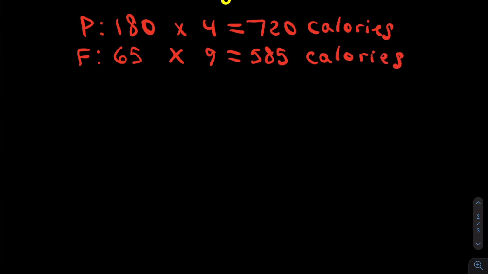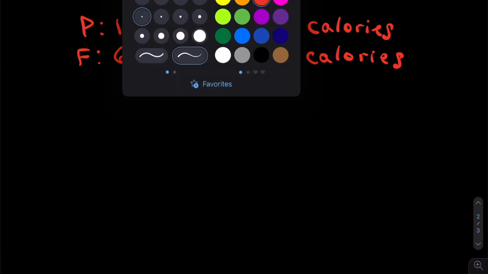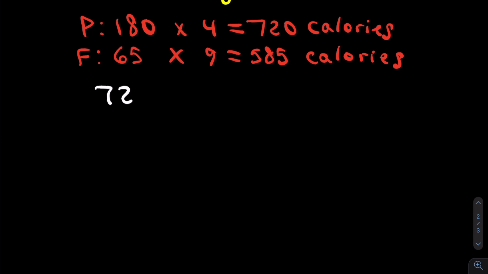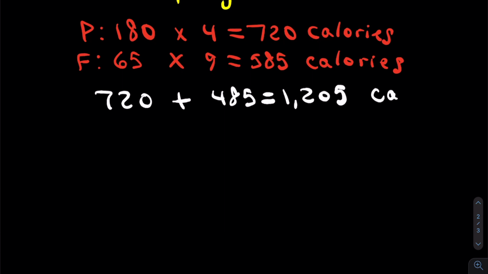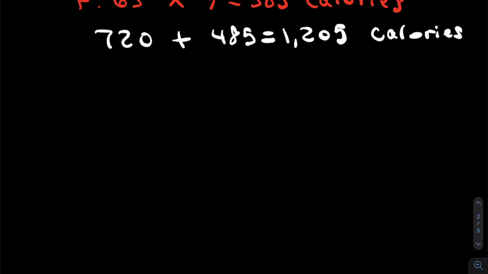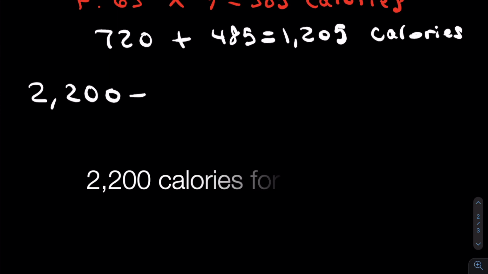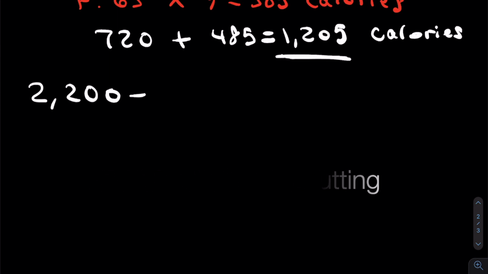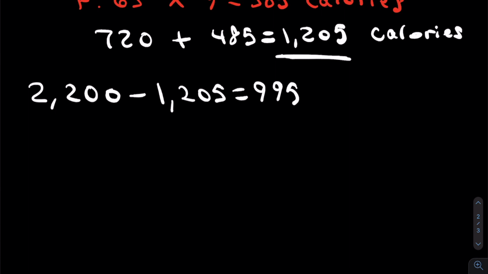And then what you're gonna want to do is add this up. 720 plus 485, which equals to 1,205 calories. What we're gonna want to do is 2,200 minus this amount. So 2,200 minus 1,205, which equals to 995.